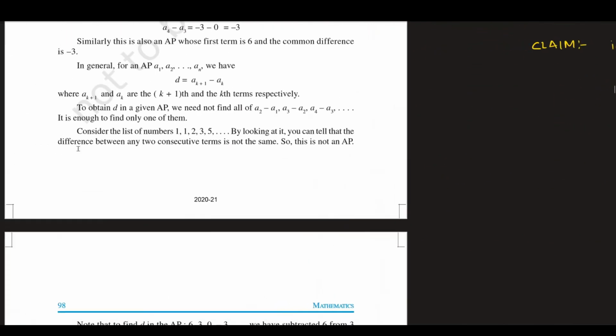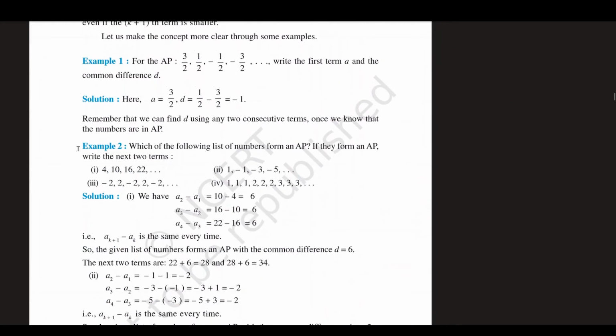Okay, so now we will be doing some of the examples from NCERT. Example number 1: for the AP, write the first term A and the common difference. By just looking at it, we can tell this is the first term. So A is 3 by 2, and what's the common difference? Common difference can be found by the second term minus the first term. So D will be 1 by 2 minus 3 by 2, which is minus 1.